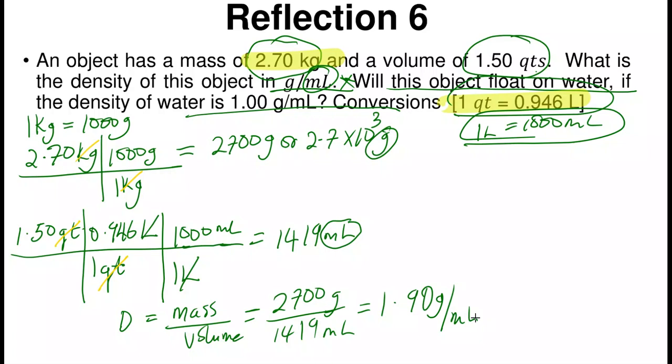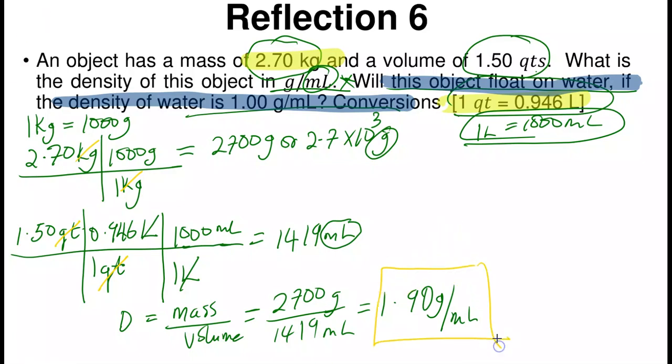Now, the second question says, let me try to highlight this. It says, will this object float on water if the density of water is 1.00 grams per mil? Now look at this. The density of this object is greater than the density of water, which is 1.00 grams per mil. Therefore, this object will not float in water.